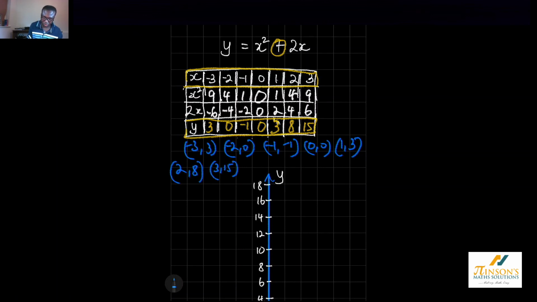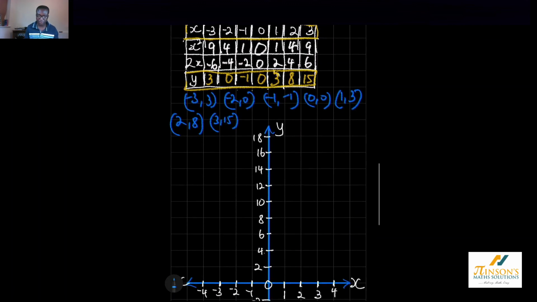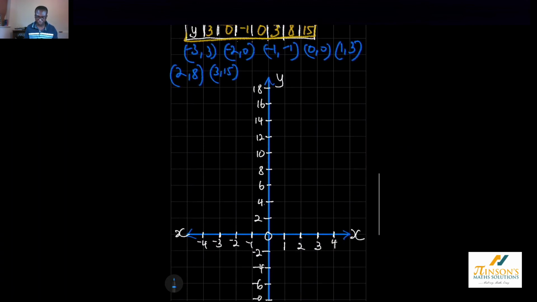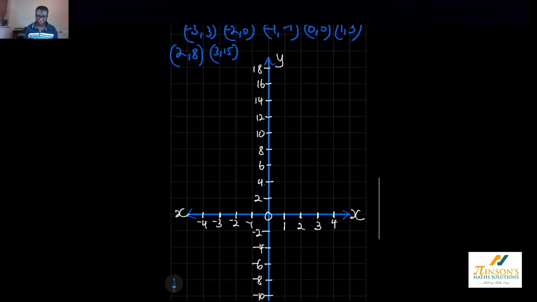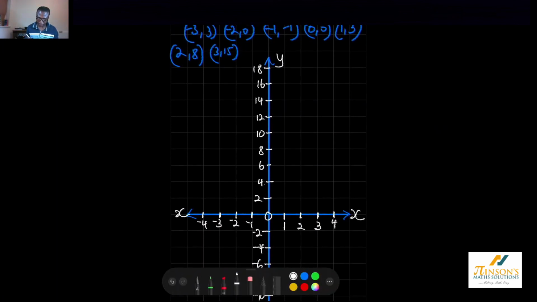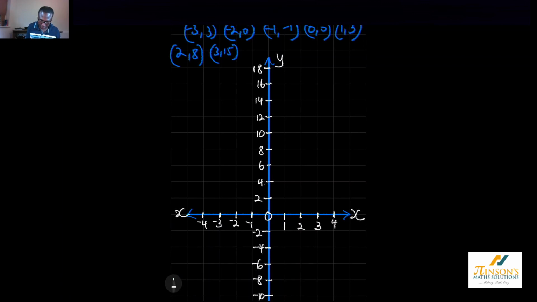Okay, so we're going to try and plot these coordinates on our graph. So the first coordinate is minus 3 along the corridor, 3 up the stairs. Minus 3 along the corridor, 3 up the stairs is there, between 2 and 4. Then minus 2 along the corridor, then 0. So minus 2 and 0 is right on minus 2. Minus 1 along the corridor, and then minus 1 down, so that is there. Then we've got 0 and 0.